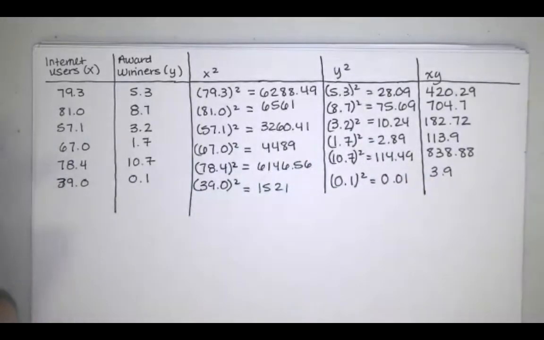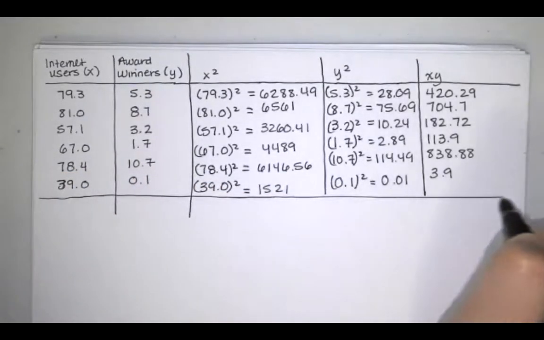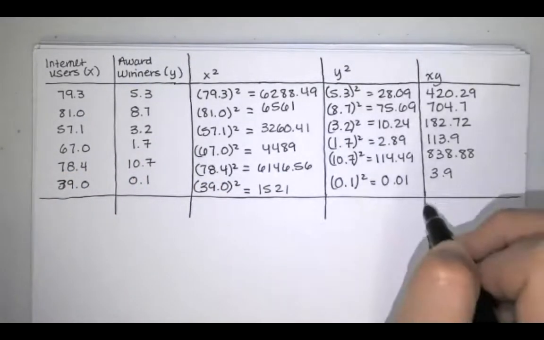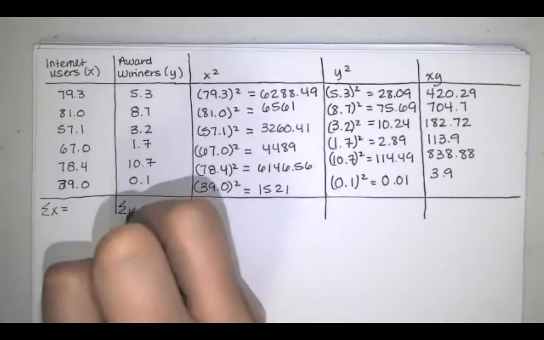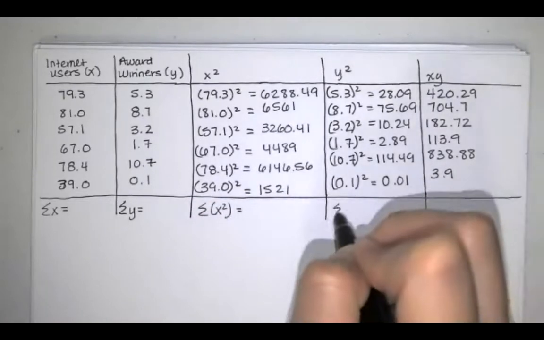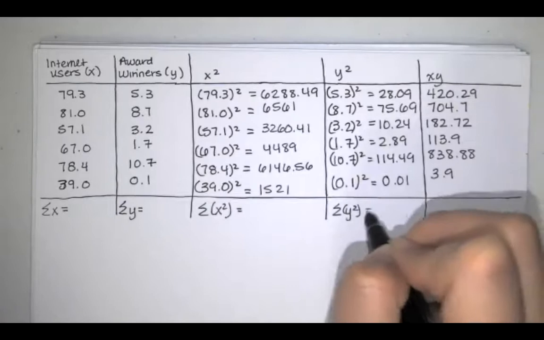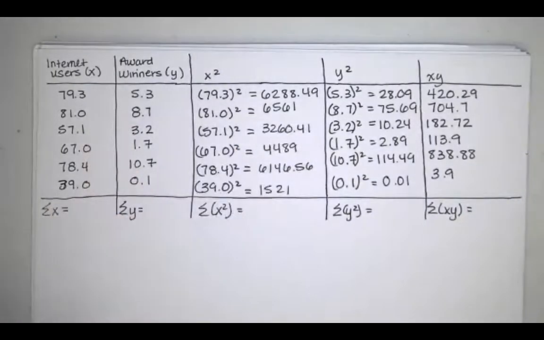Okay, so we've got all of those columns. Now in our formula for the correlation coefficient R, we need the sum of all of these. So I need the sum of the x's in my formula. I need the sum of the y's. I need the sum of the x's squared. And I need the sum of the y's squared. And I need the sum of x times y. So we're just going to add all of these up in every column.